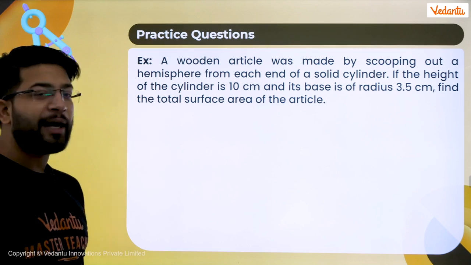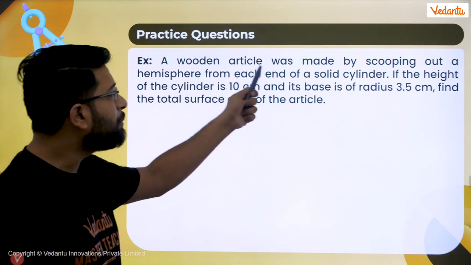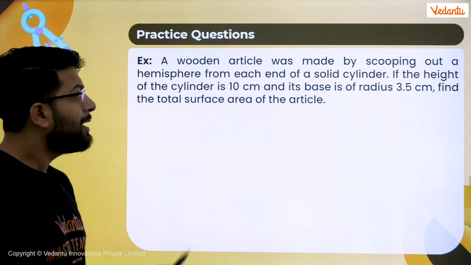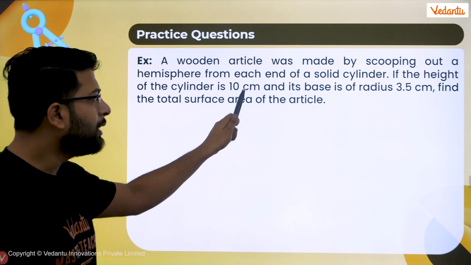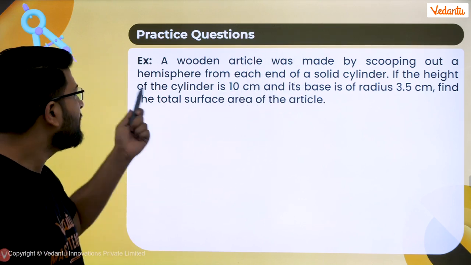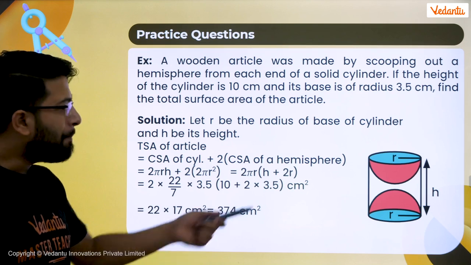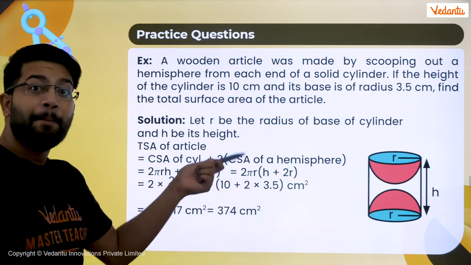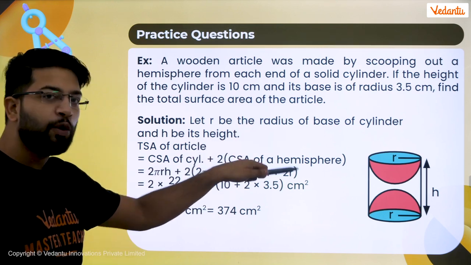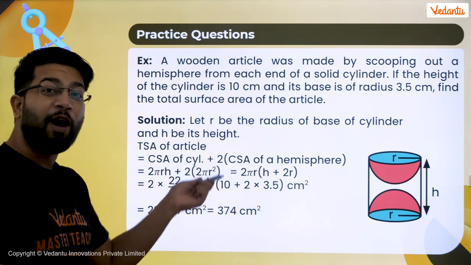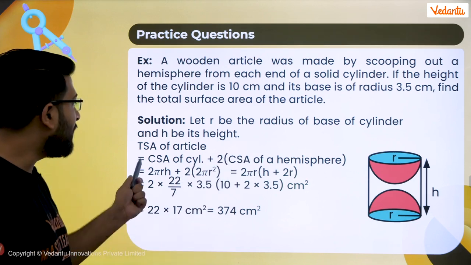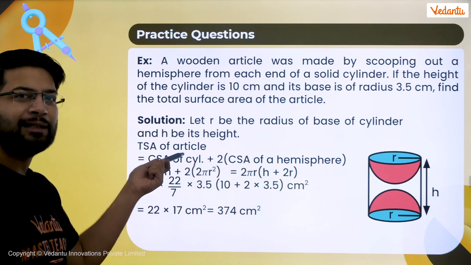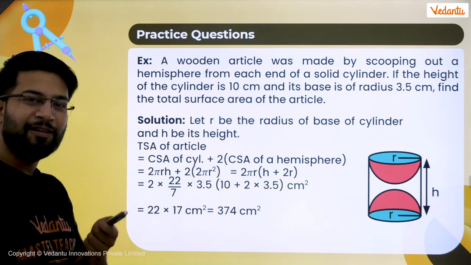Very good. Now, champ, look at this one. A wooden article was made by scooping out a hemisphere from each end of a solid cylinder. If the height of the cylinder is 10 cm and the base radius is 3.5 cm, then they are asking for the total surface area. My solid will be like this. So very simple, CSA of the cylinder plus the CSA of two hemispheres. That's it. We know the formula of CSA of a hemisphere. We know the formula of CSA of a cylinder. 2 pi RH plus 2 times 2 pi R square. We know the radius. We know the height also. Simple, put the values, we'll get the answer.